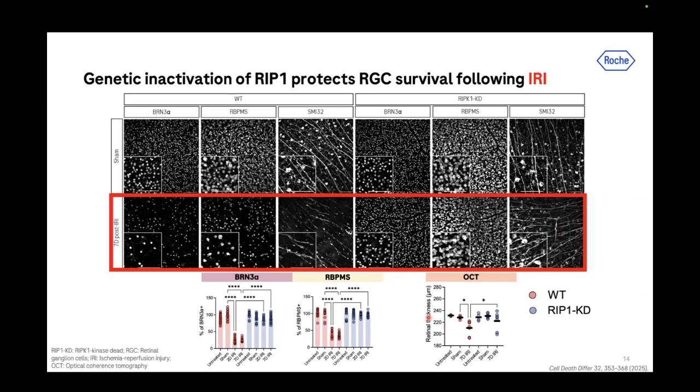In addition, OCT imaging confirmed that RIP1 kinase-dead mice preserved the retinal thickness at 7 days post-injury, while wild-type mice show a significant retinal thinning. So this slide demonstrates that RIP1 inactivation provides robust neuroprotection against ischemia reperfusion stress in the retina. But how do we know if these surviving RGCs are actually still functional?